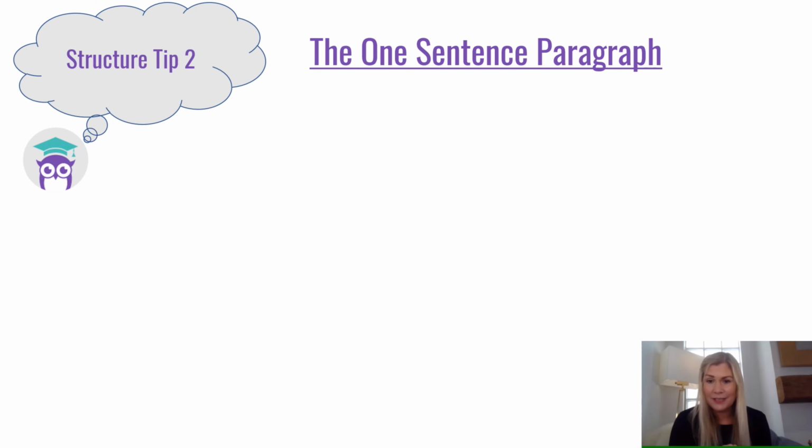Structure tip 2 is the one sentence paragraph. A colleague of mine many moons ago told me some advice that I have always passed on to my students. If in doubt, chunk it up, because one of the worst things you can do in creative writing is forget to paragraph it completely. So always make sure that you're using paragraphs. If you're not sure how to paragraph or where to paragraph, do have a little look at my video on tip-top paragraphing that will give you a hand. But this is more about paragraphing for effect.